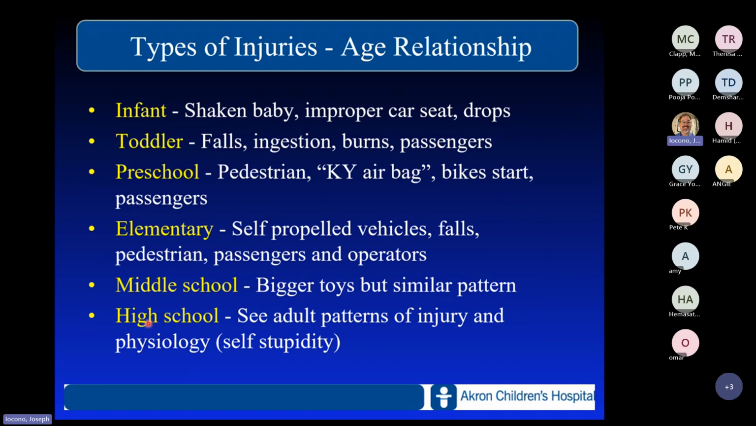Age relationships. If you think about infants, you have to think about non-accidental trauma or improper car seats or true accidental drops. Toddlers can ingest stuff. They fall. They burn themselves. They're passengers. In preschool, we talk about the kid airbag, when I was in Kentucky, where the parents would hold the kid in the lap and the airbag would hit the kid. In elementary school, you get into bikes and sports. Then in high school, you get into the 'hey, pal, watch this' self-stupidity stuff. And now we're getting more and more firearms. We're getting at least one to 2 firearm injuries a month now.